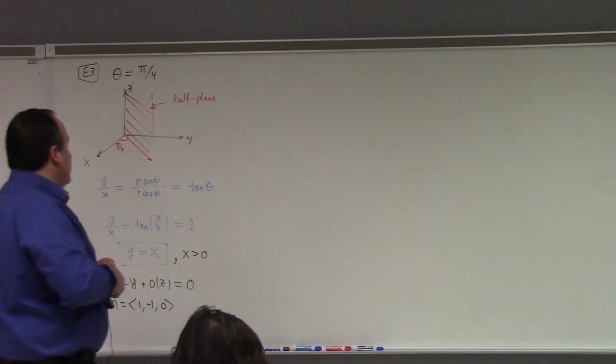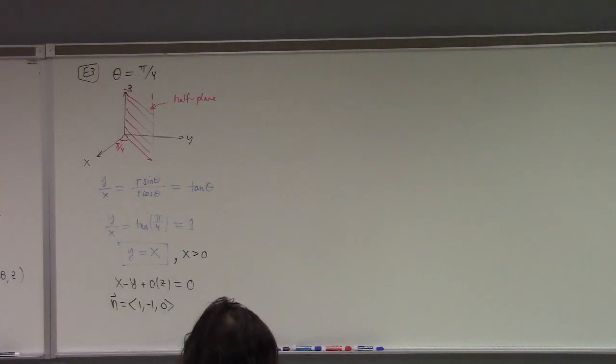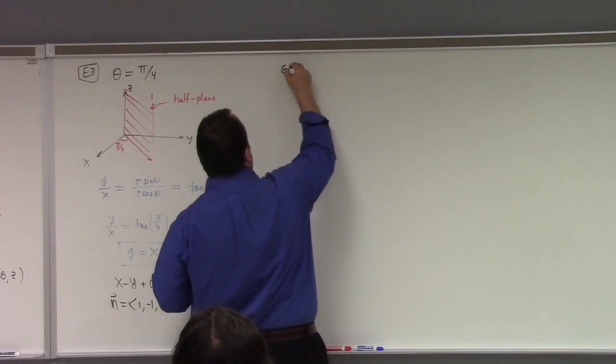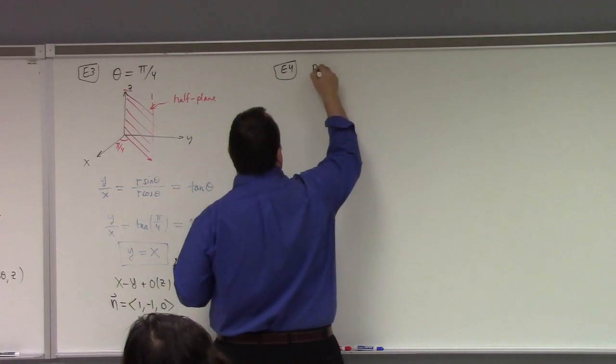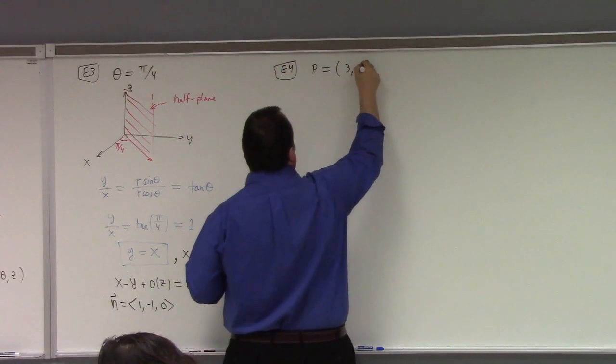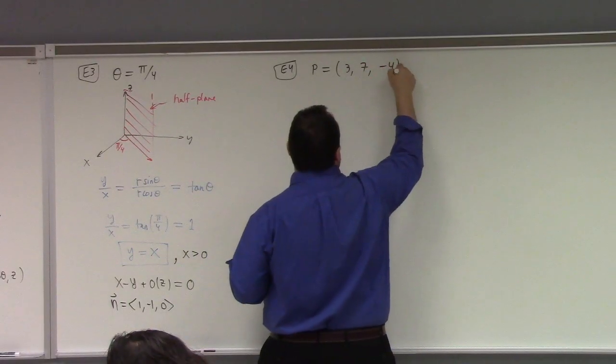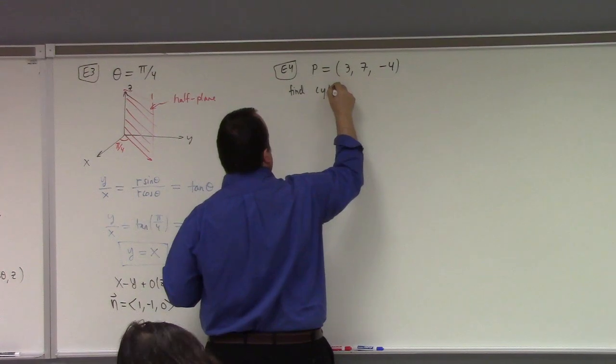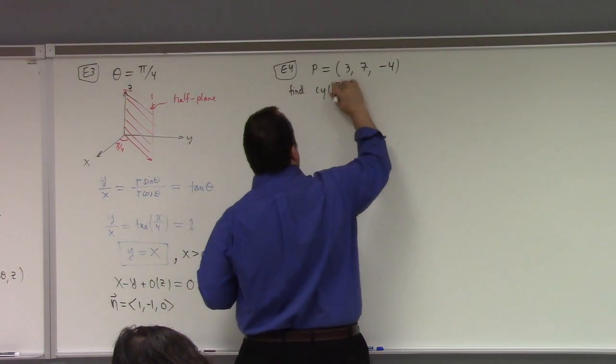All right. So, a usual question, example 4, I'll give you one. Let's suppose we have the point which is 3, 7, minus 4. Find cylindrical coordinates.